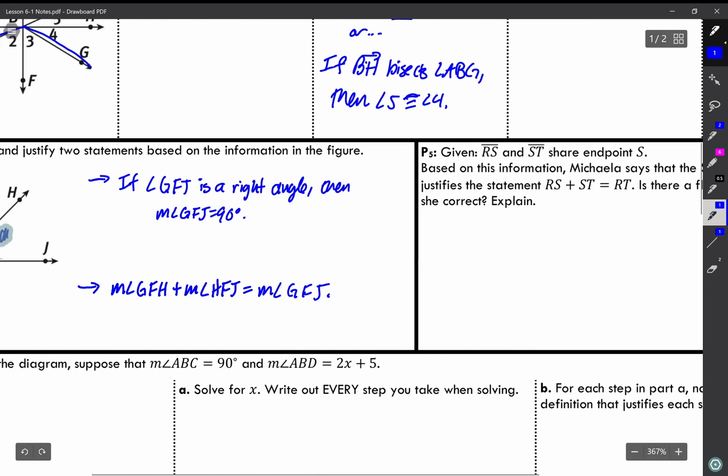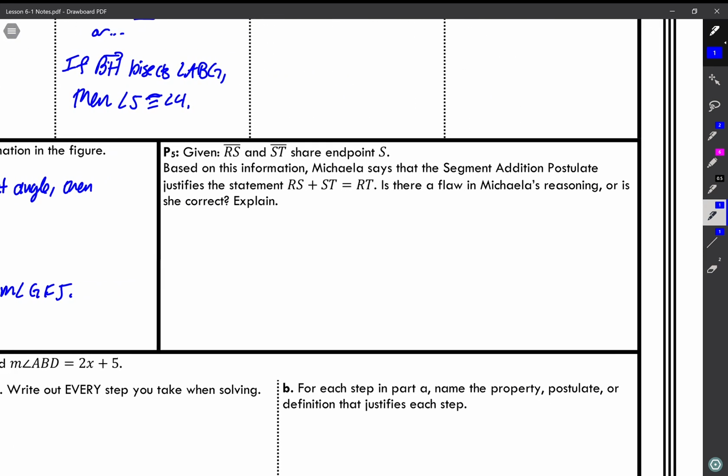Okay, next, P5. Given segment RS and segment ST share endpoint S. Based on this information, Michaela says that the segment addition postulate justifies that the statement RS plus ST equals RT. Is there a flaw in Michaela's reasoning, or is she correct? At first glance, we would think there's no flaw in her reasoning, because sure, this makes sense, right?